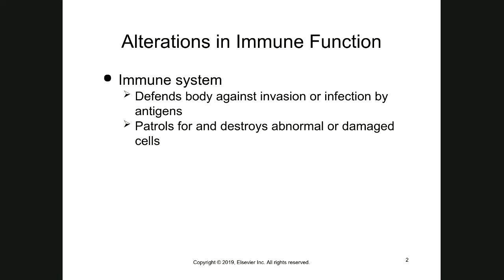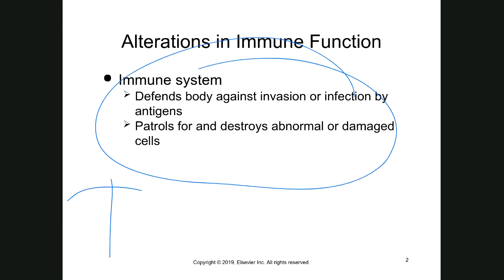Let's go over here with chapter number 10 immediately, alterations of the immune function. I already told you that I will ask this particular definition: defends the body against the invasion or infection by antigens. Obviously, the immune system makes a beautiful group of troopers that basically destroy abnormal or damaged cells in your body. Meaning that particular definition, somebody will see it as a true or false question.